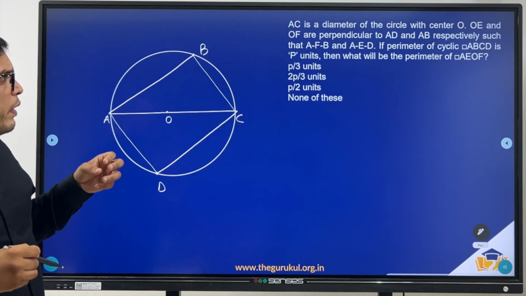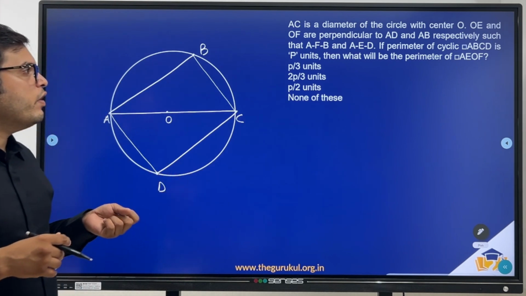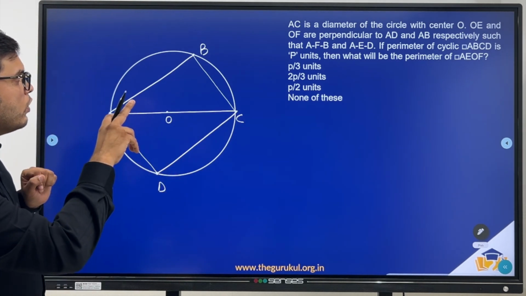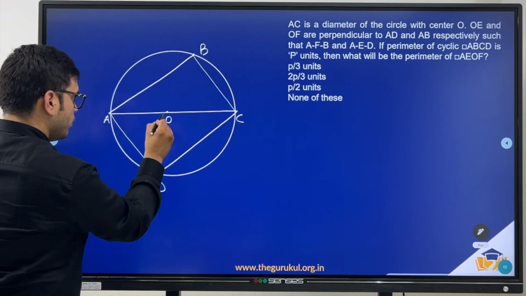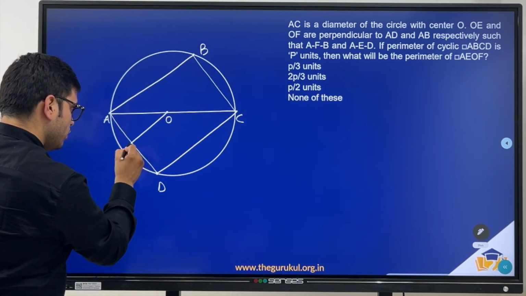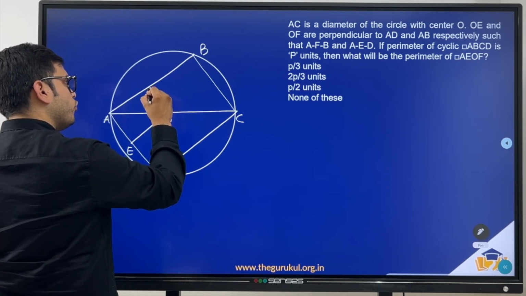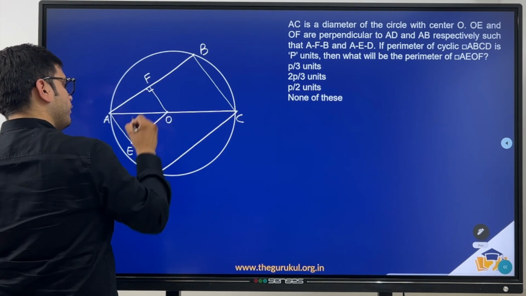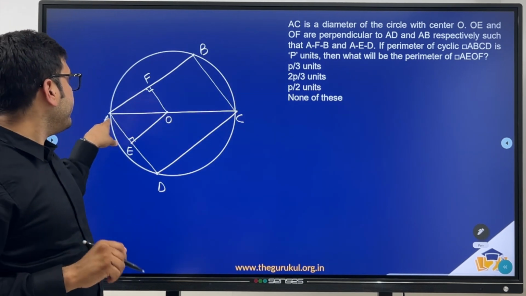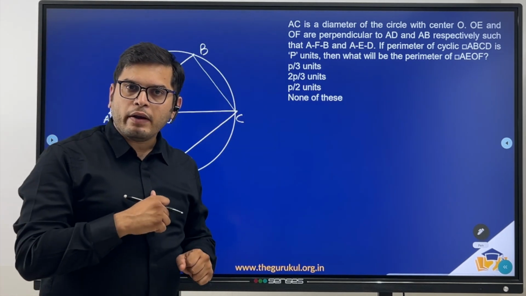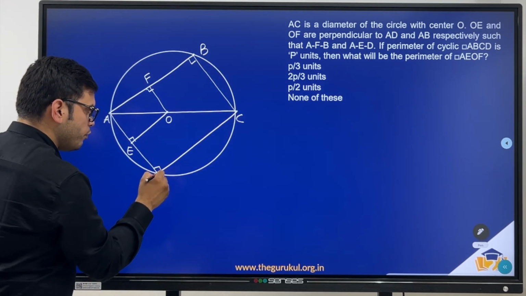And if the perimeter of the cyclic quadrilateral ABCD is P units, then what will be the perimeter of AEOF? So OE and OF are perpendicular to AD and AB. So this should be E and this should be F. Now if AC is the diameter, angle ABC is nothing but angle subtended in a semicircle, and that should be a right angle. And similarly, this should be a right angle.